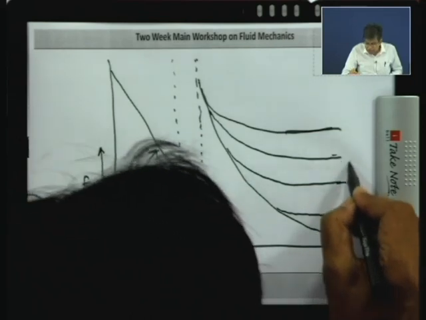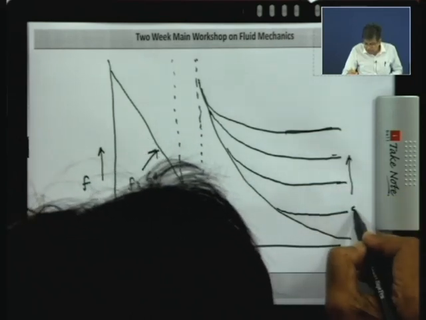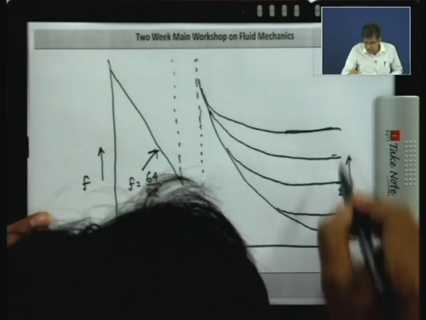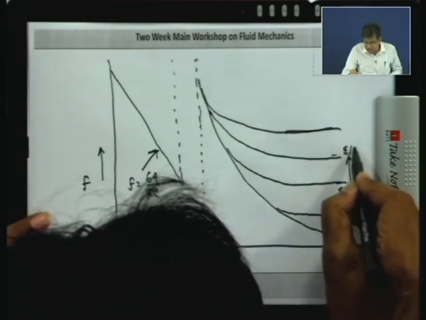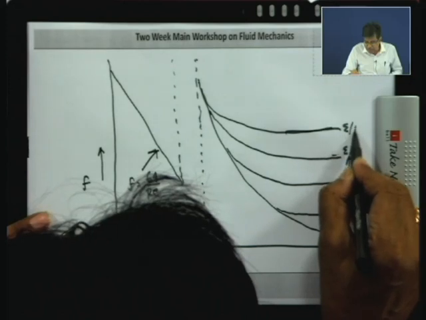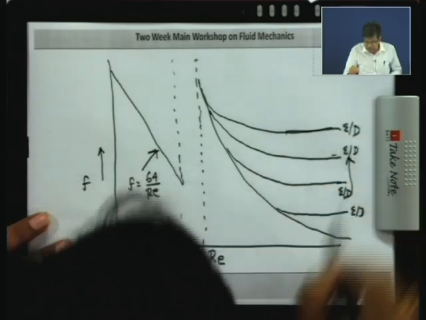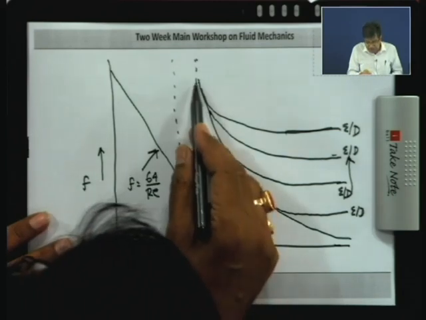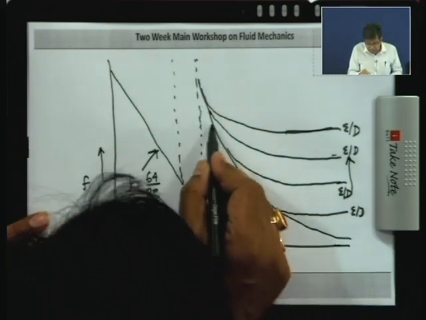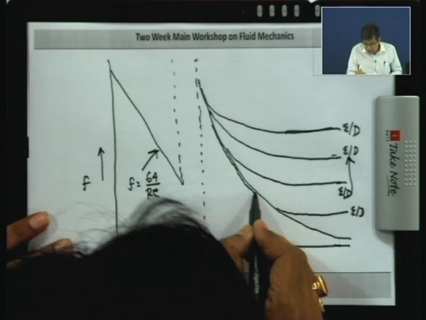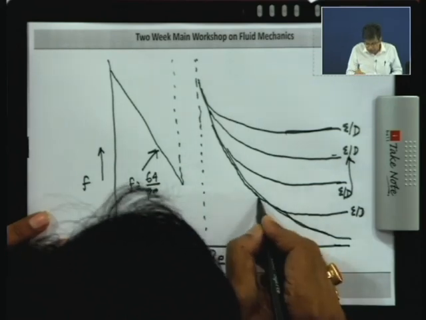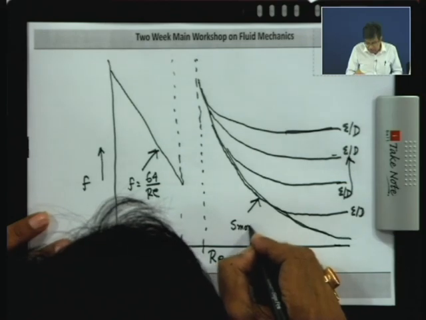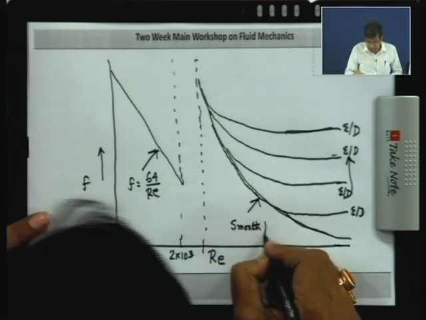I will explain. These are different epsilon by d. This is given in any book, you may not have to take note, you just see it. This is the increasing value of epsilon. Now, what happens after this critical zone? This is the empirical information. This graph is for the smooth pipe, known as the hydraulically smooth pipe.